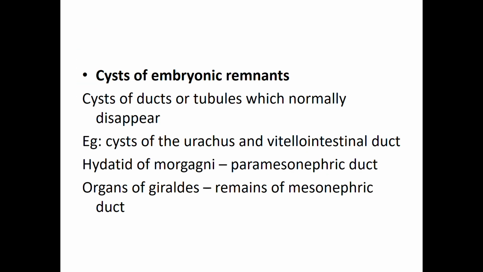The next is cyst of embryonic remnants. So what happens is there are certain structures in our body. Again, like in the previous type, they have a certain function, and then after the function, they obliterate and form a fibrous remnant of it. Okay, so here the examples are cysts of the urachus and the vitellointestinal duct.